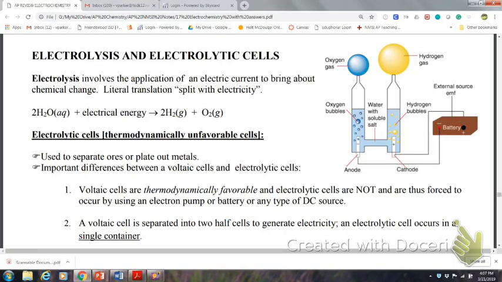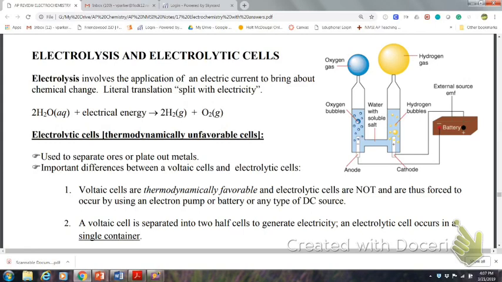Okay, welcome to the last lesson for Electrochem. This lesson is going to be over electrolysis and electrolytic cells and some calculations that we can do with that. Basically, electrolysis is using electric current to bring about a chemical change. So something that may not have happened on its own, for instance, breaking down water back into the constituent elements. If we pass electric current through there, we can get it to break back down into hydrogen and oxygen.